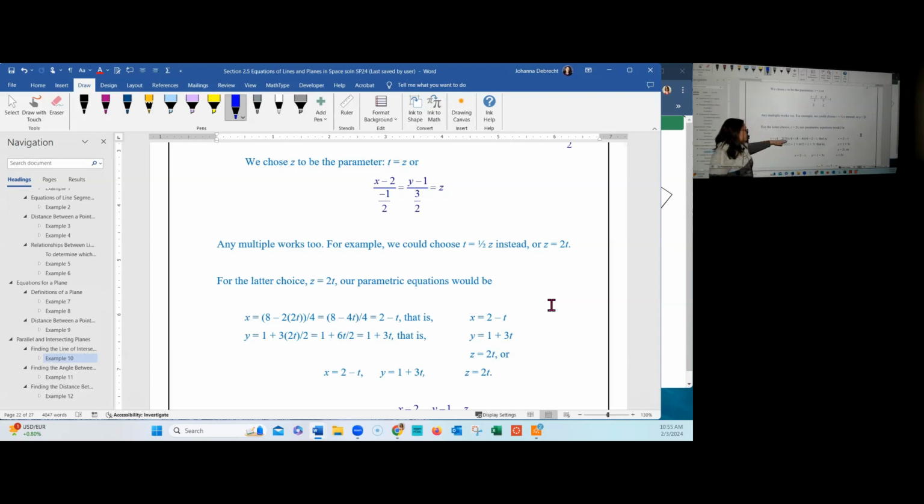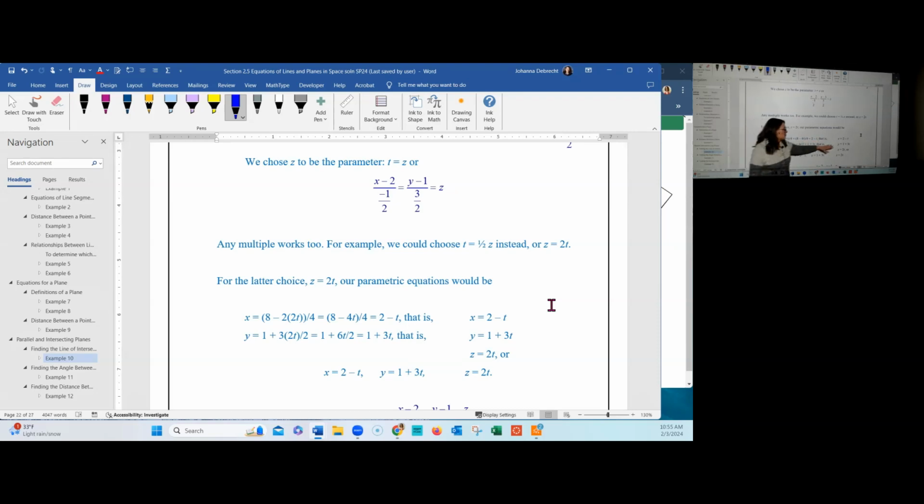Coming back to the expression for x, where I had 8 minus 2z all divided by 4, I can replace z with 2t instead, which will give me 8 minus 4t divided by 4, which is 2 minus t.